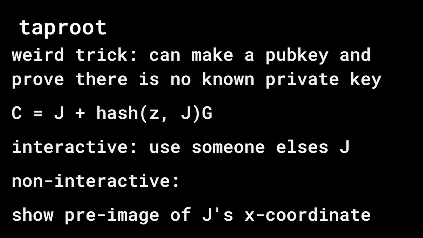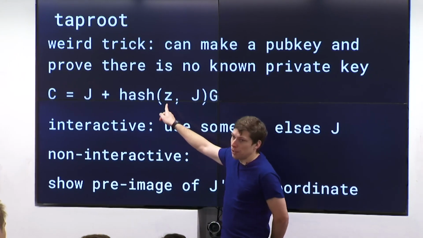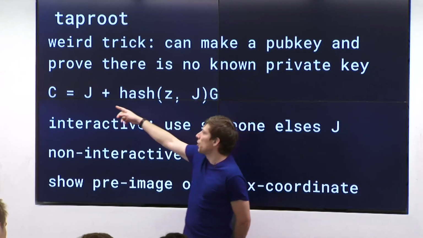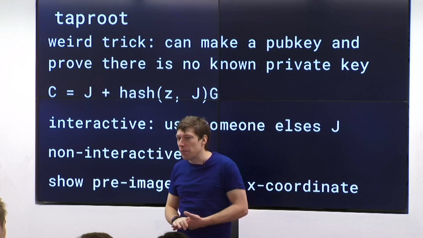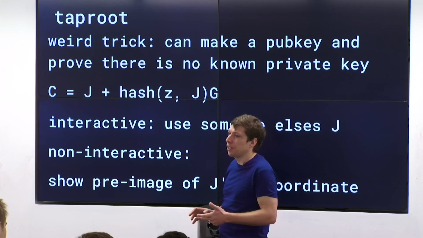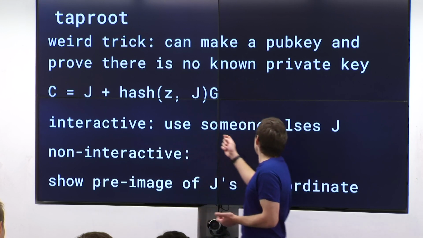Other weird trick. You can make a public key and prove that there is no known private key, right? So what if I only want this script Z? And there is no set of everyone signing, right? I don't want that to be a requirement. What if I only want this script hash? I can do that. So interactively, I can use someone else's J.